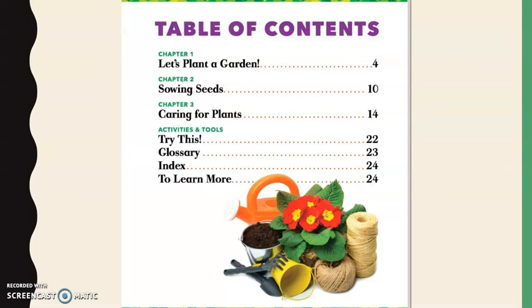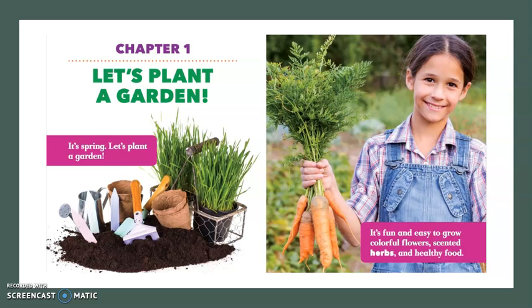I'm reading this book about gardening. I see in the table of contents that it has 3 chapters. We're just going to work on retelling the first chapter right now. It's titled, Let's Plant a Garden. Chapter 1, Let's Plant a Garden. It's spring. Let's plant a garden. It's fun and easy to grow colorful flowers, scented herbs, and healthy foods.